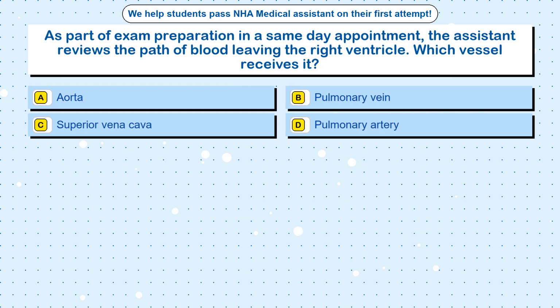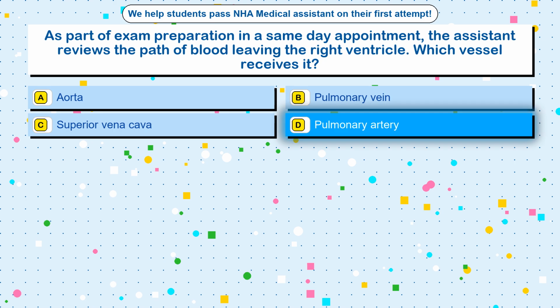Question 36. As part of exam preparation in a same-day appointment, the assistant reviews the path of blood leaving the right ventricle. Which vessel receives it? Option A. Aorta. Option B. Pulmonary vein. Option C. Superior vena cava. Option D. Pulmonary artery. The correct answer is option D.